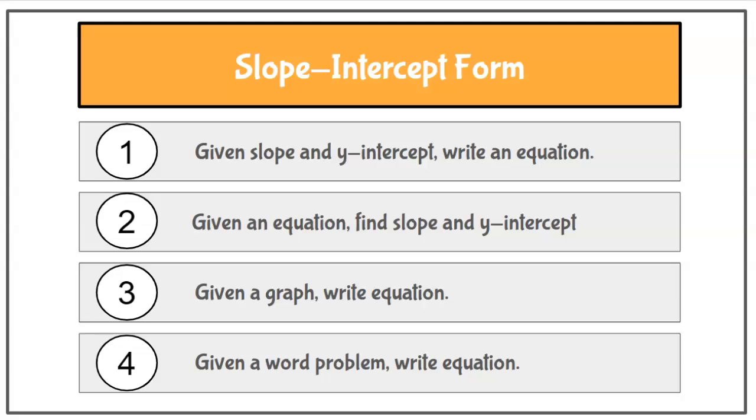In this lesson, we're going to go in depth into slope-intercept form. We're going to talk about how to write an equation if you're given the slope and intercept. We're going to talk about if you're given an equation, how do you find the slope and the y-intercept? We're going to look at if you're given a graph, how can you write the equation? And if you're given a word problem, how can you write the equation of the line?